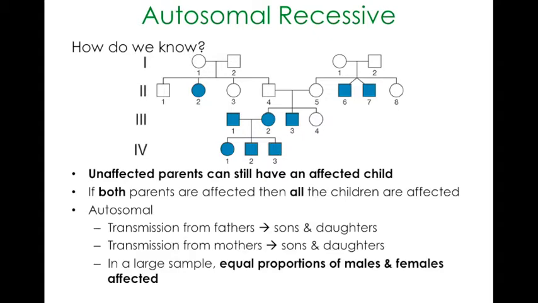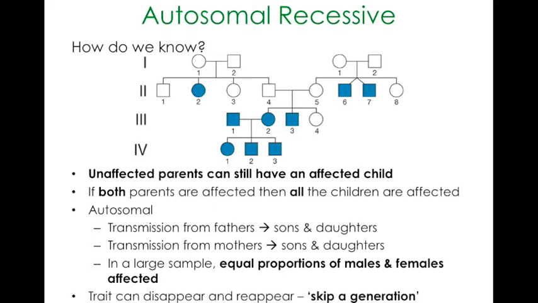How do we know that's autosomal? Once again, proportions of males to females must be the same. Yeah, 1, 2, 3, 1, 2, 3, 4, 5, 6. However, these are twins, so technically you can sort of count them as 5, right? And so the proportions are still relatively close to one another.